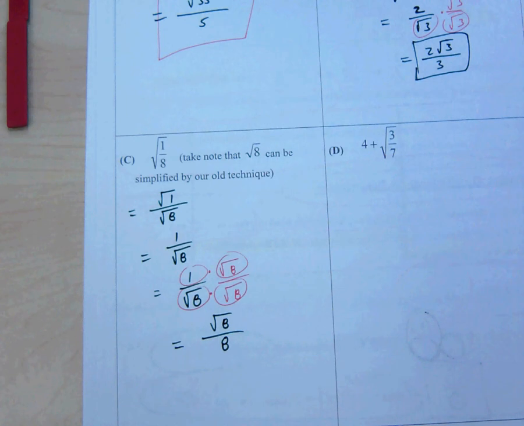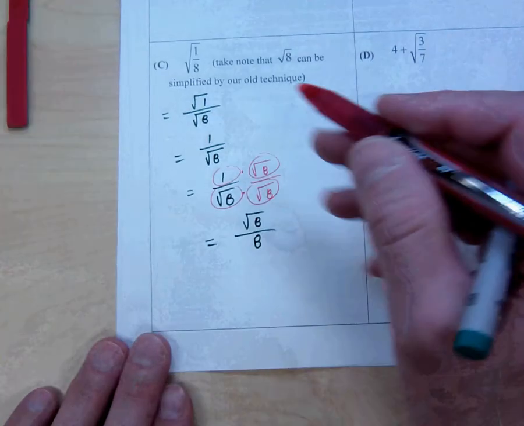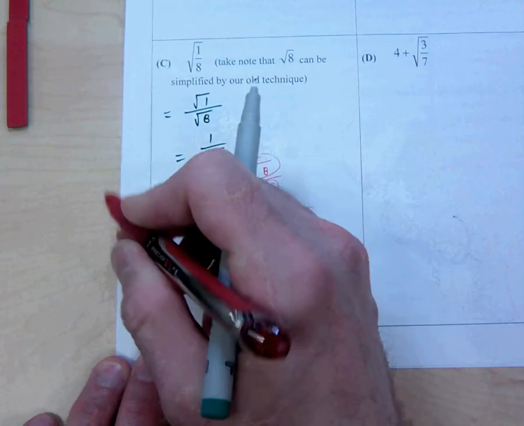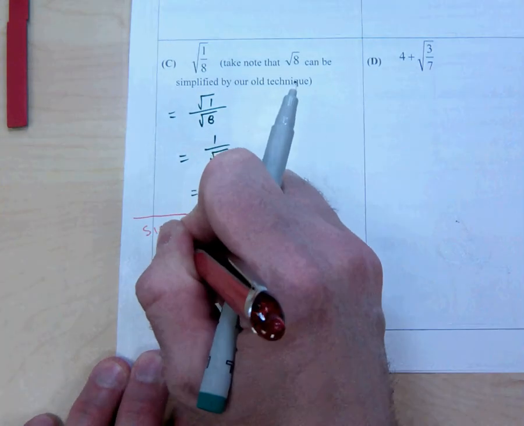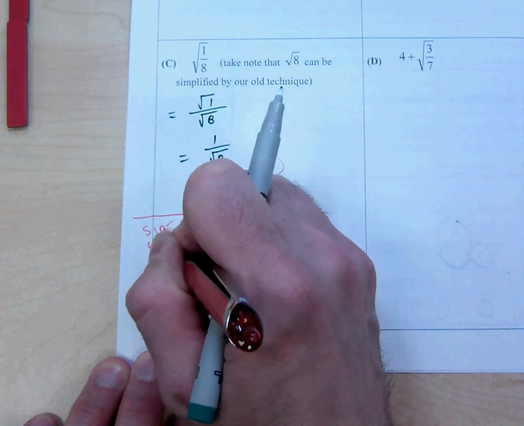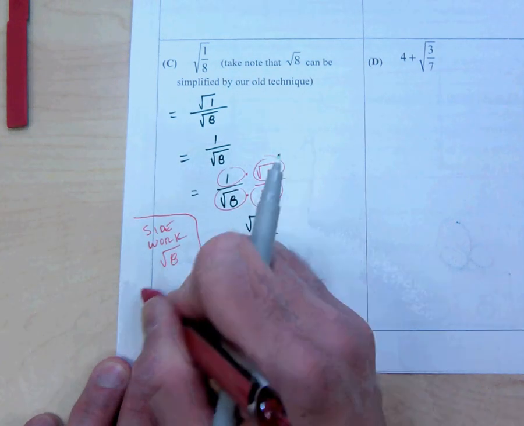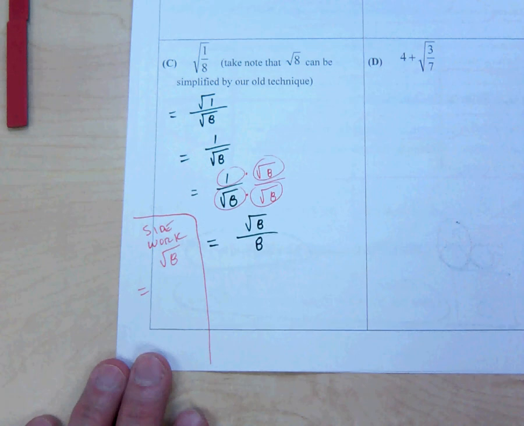Yes. Watch this. I'm going to do some side work here, and I'll label it as side work. Okay. What else can I do here? I can do what with square root of 8? I can break that up into a perfect square times another number. What is it? Yeah, 4 and then 2.